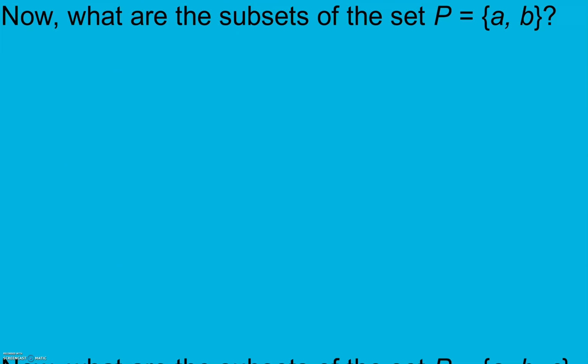Don't forget them. Now, feel free to pause here and give this a try if you'd like. What are the subsets of the set P equals the set of A and B? Well, to figure out how many subsets we have, we take 2. I have 2 elements, so 2 squared gives me 4. I'm going to have a total of 4 subsets. So we know that one of them is always the empty set or null set, which is our no solution symbol or just empty brackets. Okay, so that's 1.